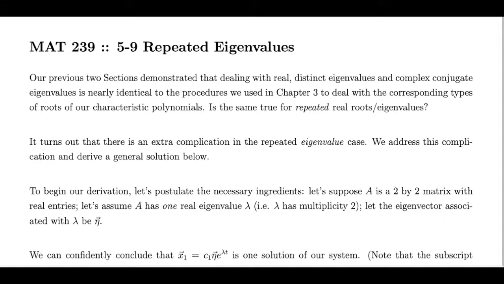So far, the previous two sections have sort of demonstrated that our methodology from chapter 3 works pretty well. So what we'll do in this lecture is start by trying to emulate the methodology that we used to deal with a repeated root back in chapter 3. And as it turns out, spoiler alert, that's not going to quite work. There is an extra complication that we need to address, and that will become clear as we try to derive a general solution. So let's take a look at how this plays out.